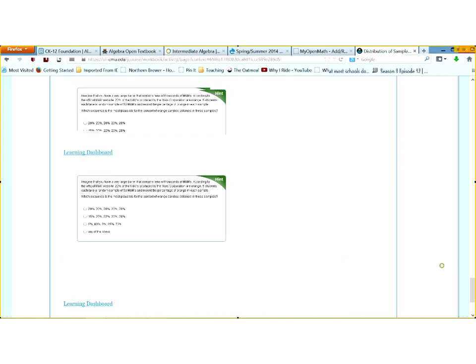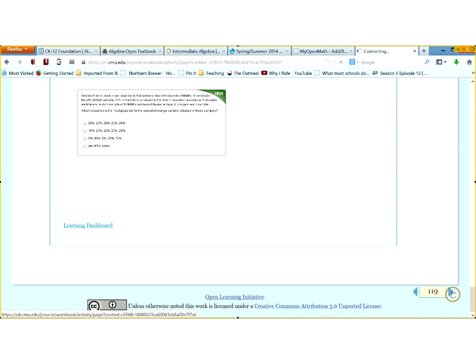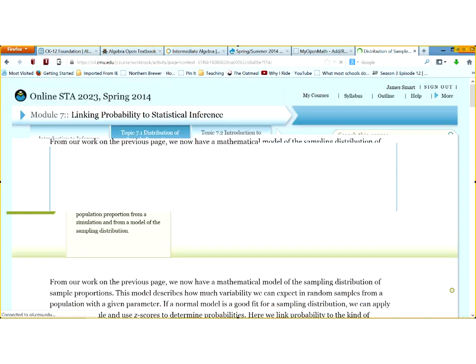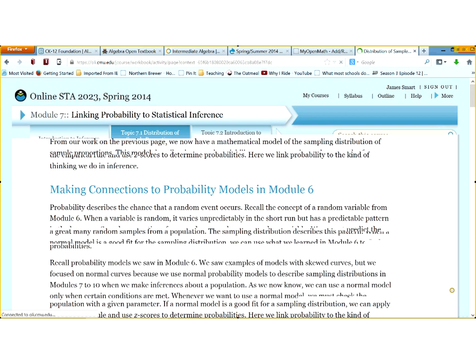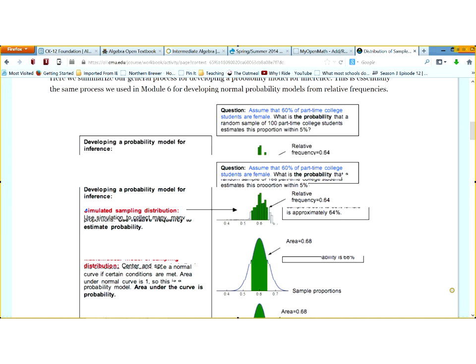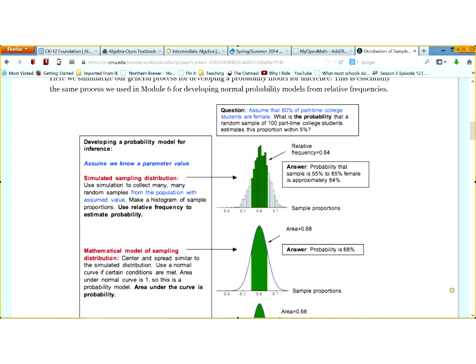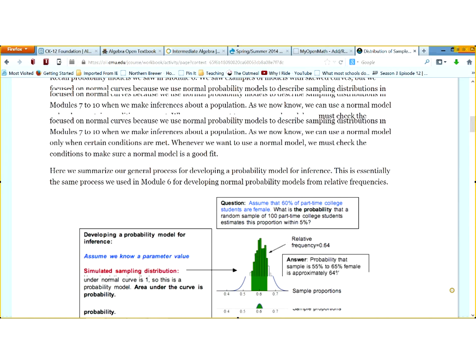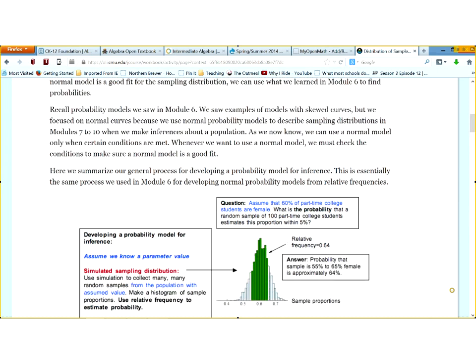Let's see here. Then there's some questions. Moving on to the next page. All right, so basically what that means is if we use the normal distribution, we can talk about things like the empirical rule. We can use z-scores, etc.